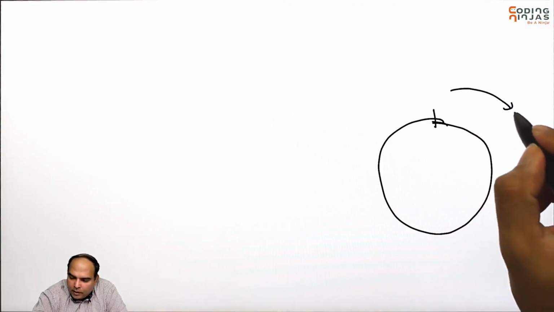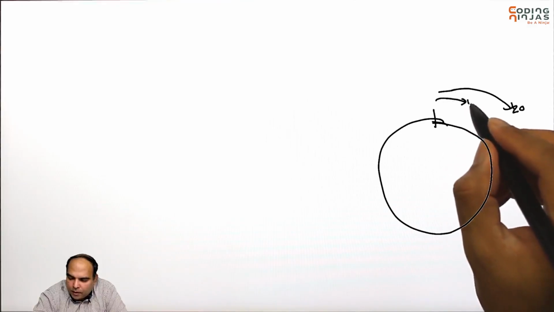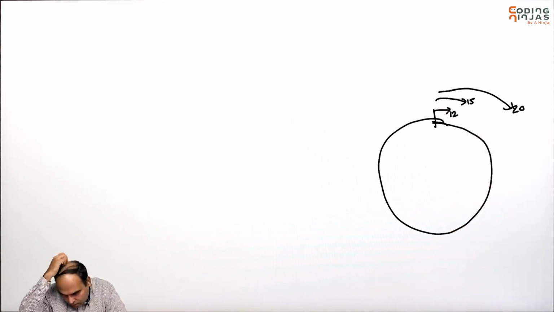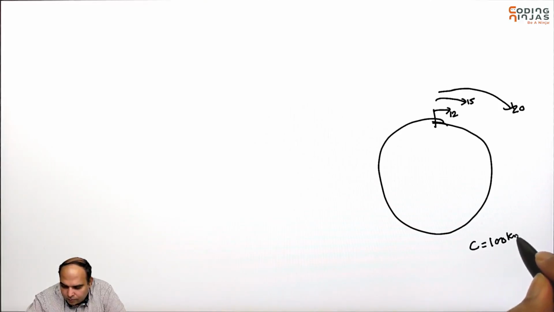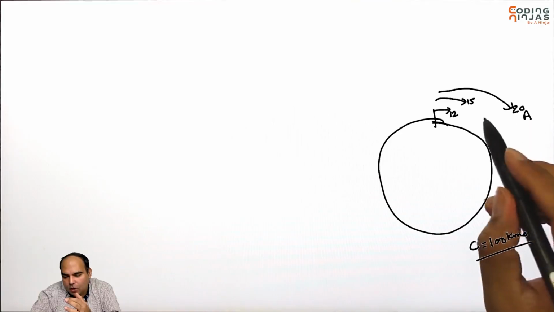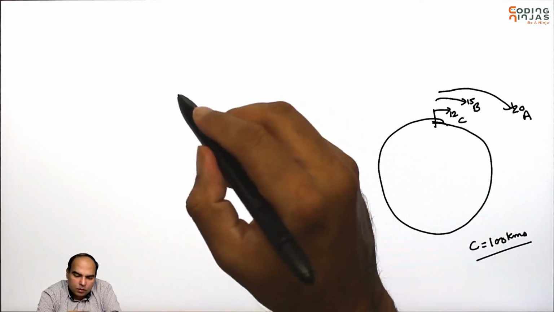So we knew that the speed of A was 20 kilometers per hour, speed of B was 15 kilometers per hour, and speed of C was 12 kilometers per hour. We also knew that the circumference was 100 kilometers. In this scenario, because A, B and C are all moving in the same direction, you can use the concept of relative speed here.